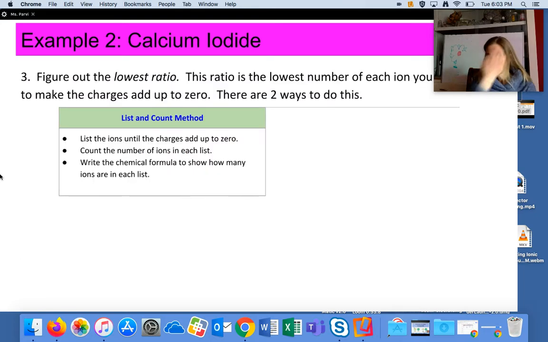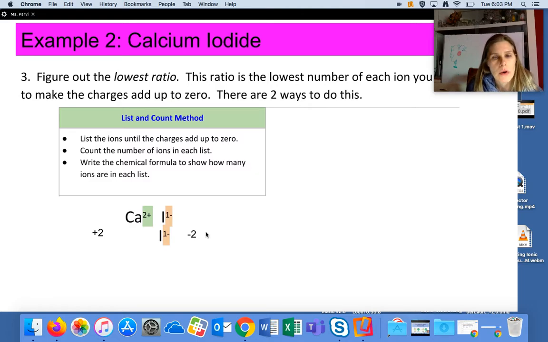In step 3, we're going to start with the list and count method. We're going to list the ions with their charges until we get a neutral charge. The positives and the negatives add up to 0. So our calcium had that positive 2+, and our iodine had a 1- charge. You can see a +2 and a 1- do not add up to 0. Which one do we need more of? Do we need more calcium or more iodide? Yes, we need some more iodide.